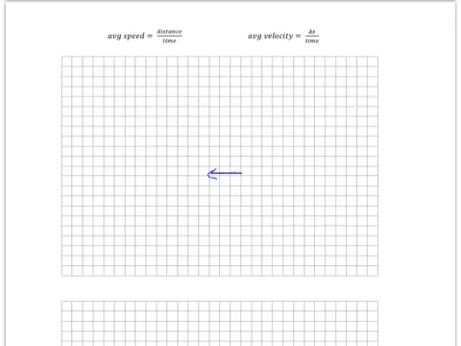Then we're going to go 70 north. 10, 20, 30, 40, 50, 60, 70 to the north. Then we're going to go 10 to the east. There it is. Then we're going to go 90 to the south. So 10, 20, 30, 40, 50, 60, 70, 80, 90 to the south.